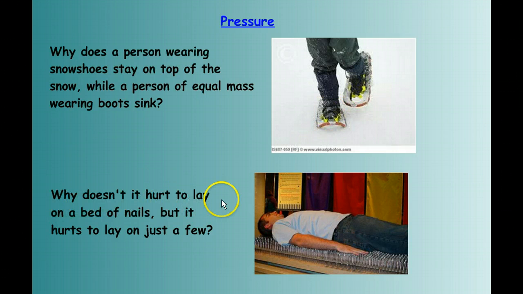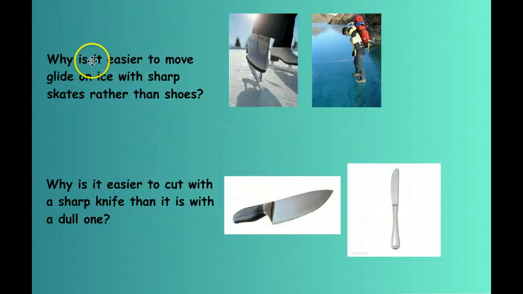Why does it not hurt to lay on a bed of nails, but it would hurt if you had just a couple of them to lay on? You'd probably poke right through your body, but laying on an entire bed does not affect it. Why is it easier to move or glide on ice with sharp skates rather than shoes? Why is it easier to cut with a sharp knife than with a dull one? So they all have to do with the idea of pressure and what affects or changes pressure.